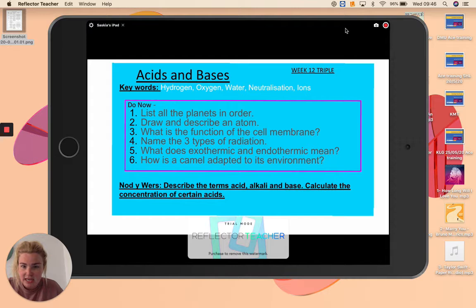So keywords today, if you want to make it like a proper lesson, because we are going to do a do now activity and I'm going to model a couple of things as well. So keywords today: hydrogen, oxygen, water, neutralisation and ions. Remembering that ions are an atom with a charge because they have lost or gained an electron. Describe the terms acid, alkali and base and calculate the concentration of certain acids.